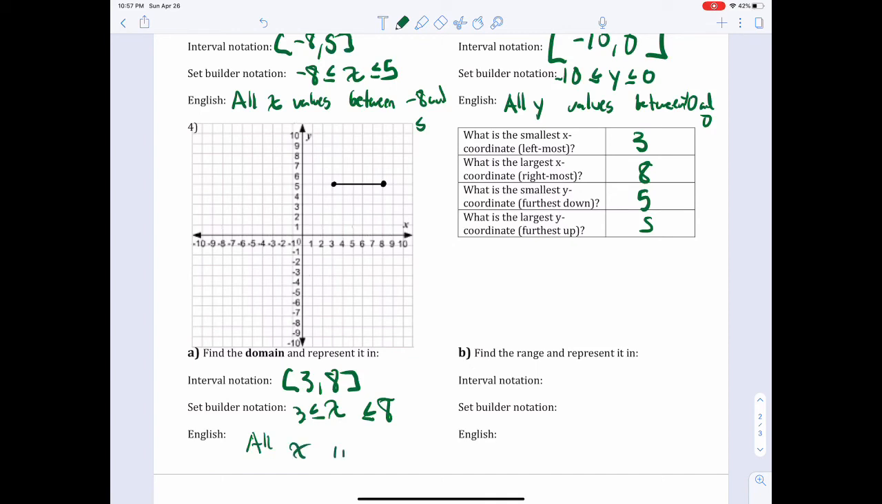Interval notation here, this trickier one, it's actually just going to be 5. And since it's one number, you can do the squiggly brackets as opposed to the hard brackets, because hard brackets symbolize all numbers in between. But since there's no numbers in between, it's just a squiggly bracket. This will just be y equals 5. And yeah, y equals 5.